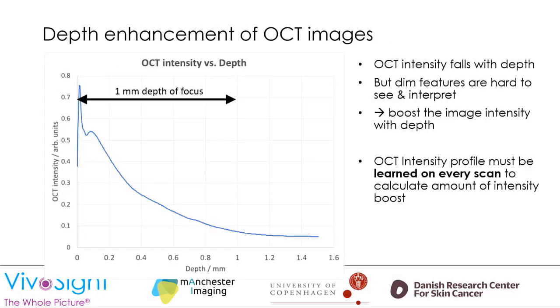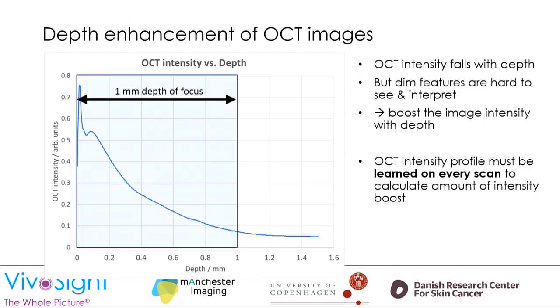The second thing we looked at was to increase the depth enhancement of OCT images. Anyone who's looked at OCT images will see that the intensity falls off with depth, and so that means that images that are deeper may be in focus, but actually quite hard to discern. So what we can do is use an algorithm to measure the reduction in intensity and to boost that intensity with depth. And that needs to be done on every scan because every piece of tissue is different.